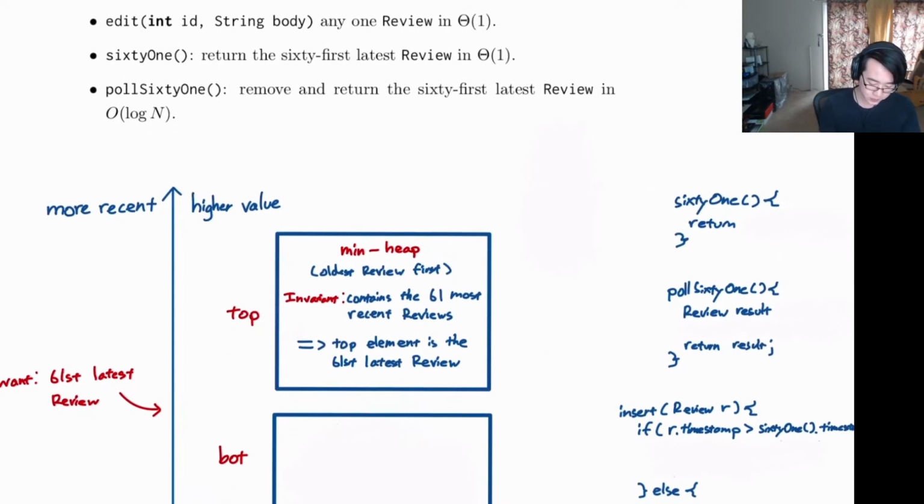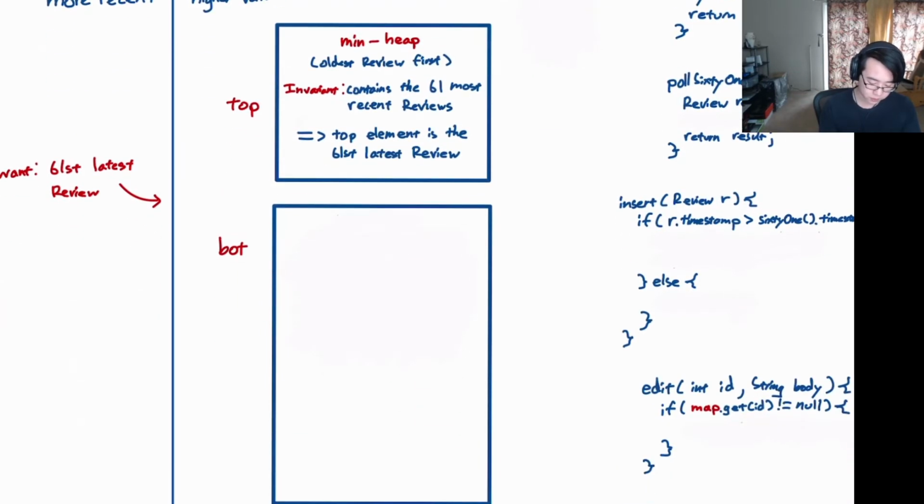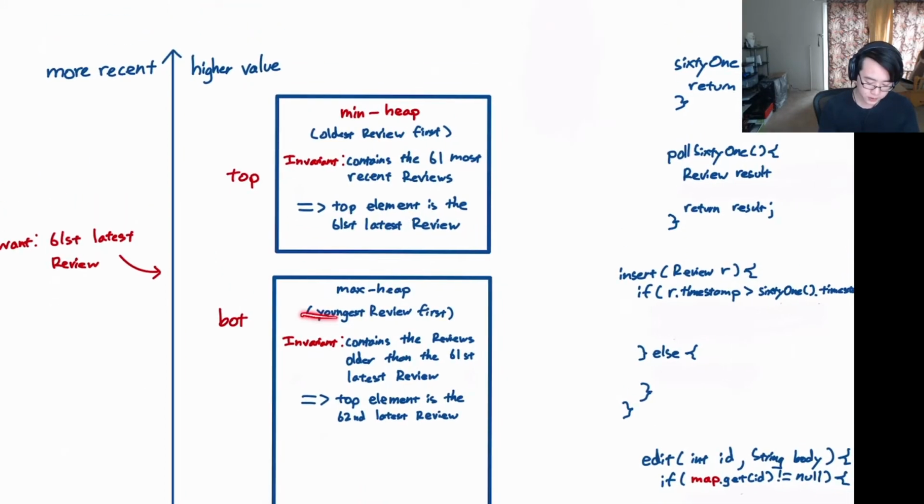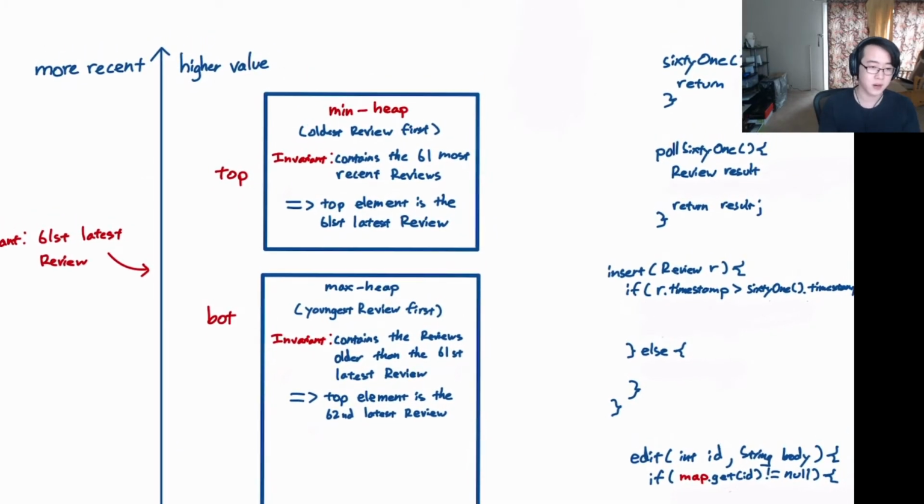Now, as for the bottom half, we'll maintain a max heap. The invariant of this is it must contain all of the reviews that are older than the top 61 reviews, based on their timestamps. If this is true, then the top element is going to be the 62nd latest review, because if this is a max heap, the youngest of everything older than 61 is 62. So if we keep this invariant, this will be true.